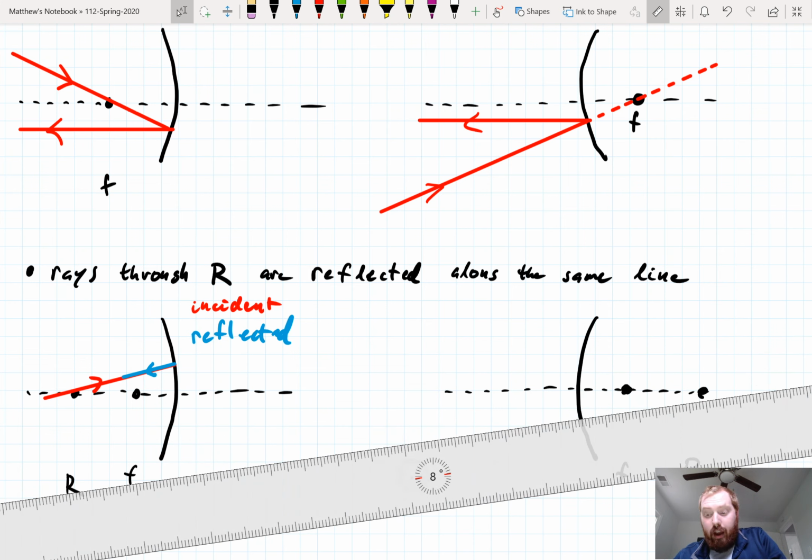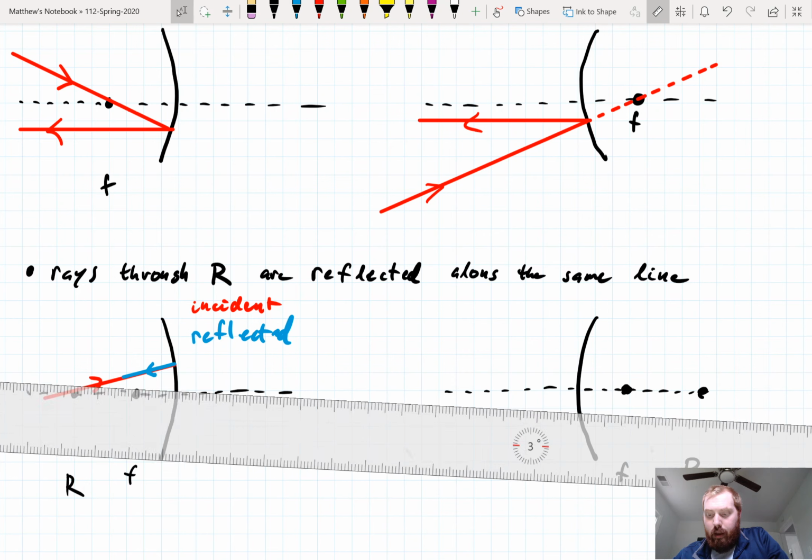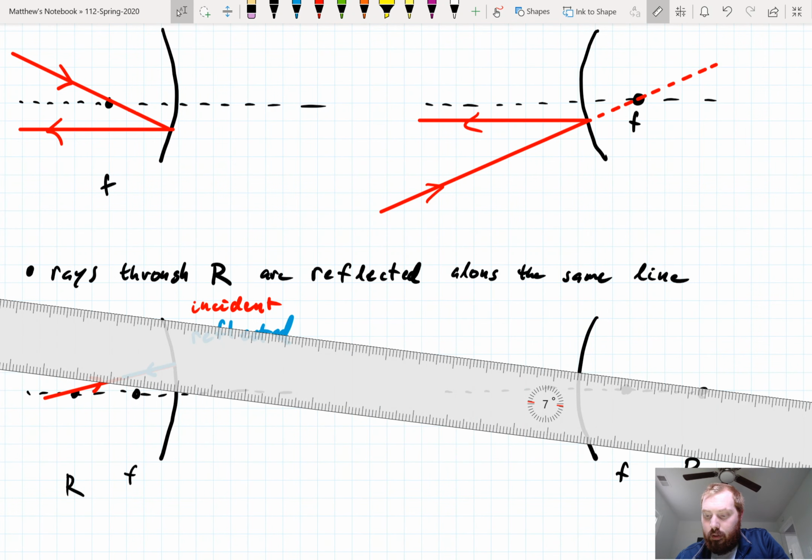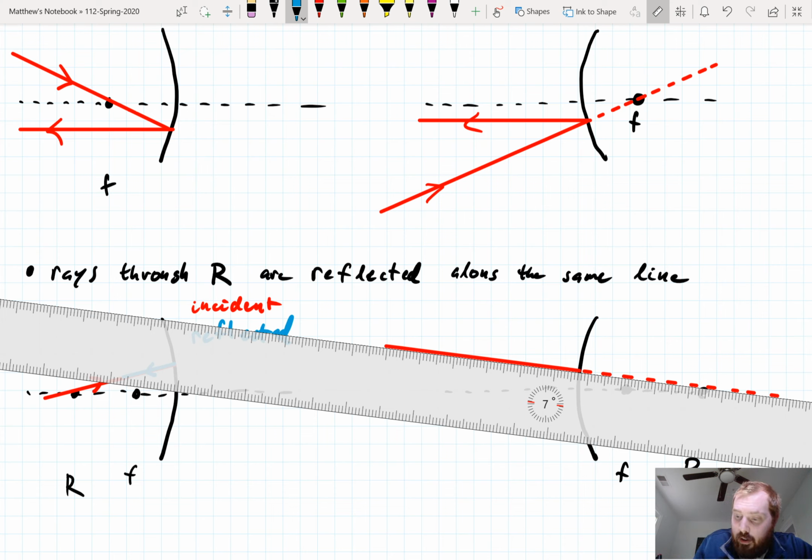Let's do the same thing with this guy. Let's come in. Let's do a nice shallow angle. So it's aimed at the radius. There's that projection again. Well, it hits the mirror. It's aimed at the radius of curvature, and it just comes right back.